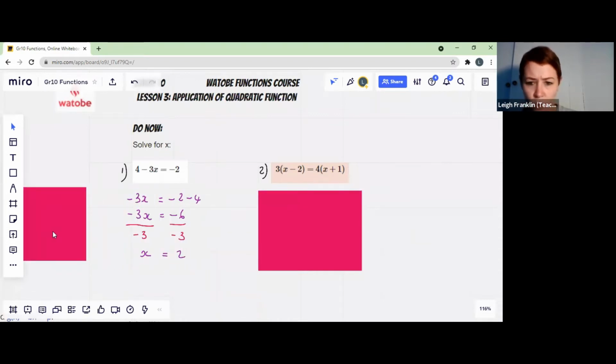So that's how I did this question. If you were struggling with this, what you were supposed to do was take the 4 over to the other side and change the sign. Then if you're sitting at -2 on the number line and you take away 4, you're going to end at -6. Divide both sides by -3, and therefore x is equal to 2. I hope that that's all right. Are there any questions? No questions? Okay.